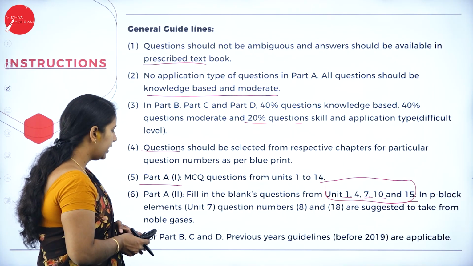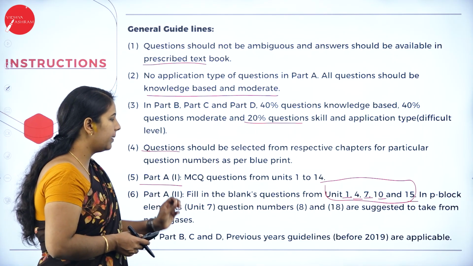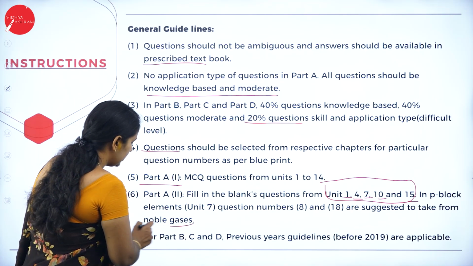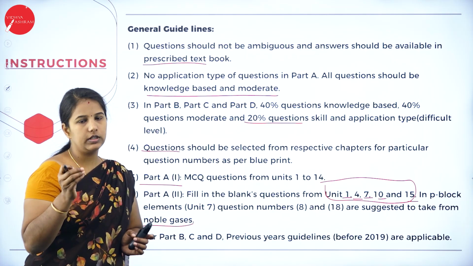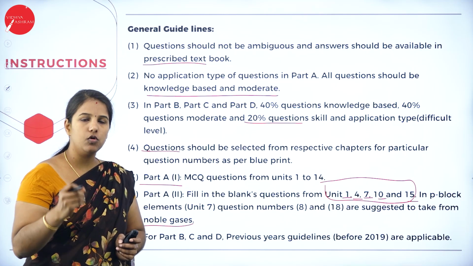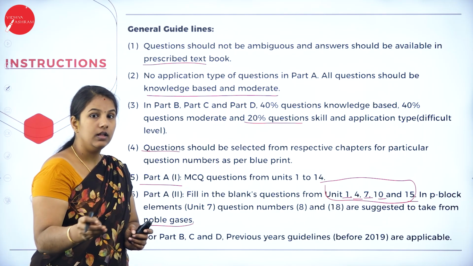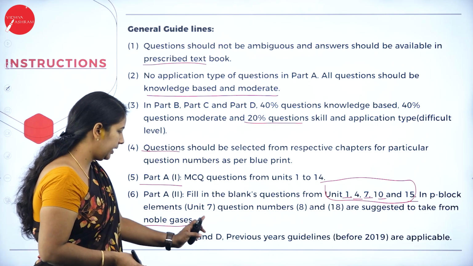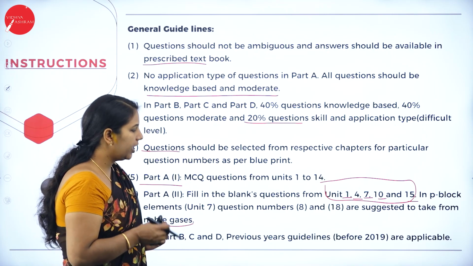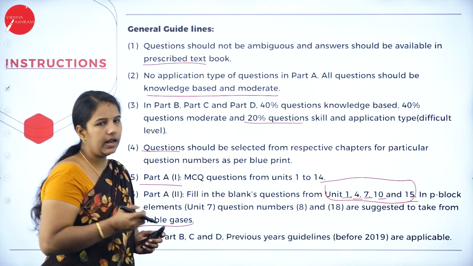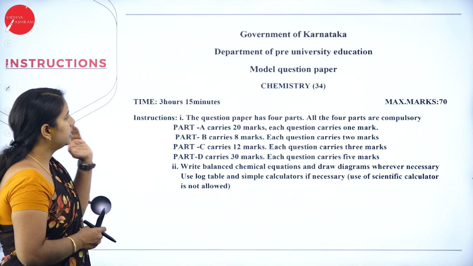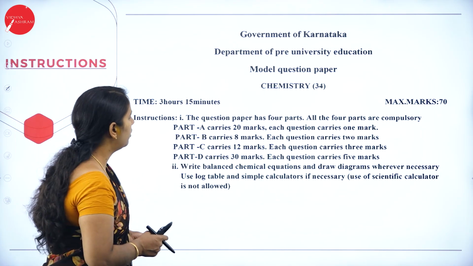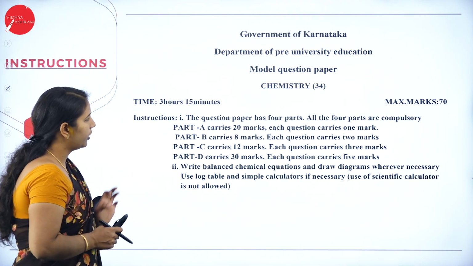And in the P block element, unit 7, question numbers 8 and 18 are suggested to be taken from the noble gases. So I hope you know that in the P block most of the questions will be raised from the noble gases only. You must know that. And for parts B, C, D, previous year guidelines from before 2019 are applicable too. So this is an outlook about the board paper, that is the Department of Pre-University Education model question paper.